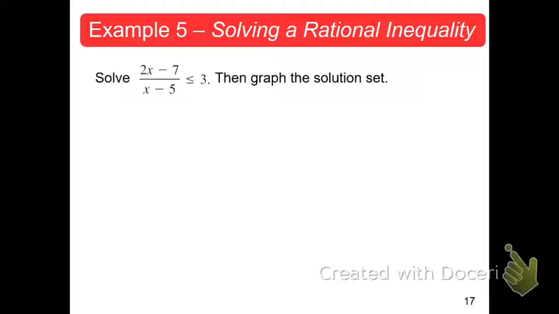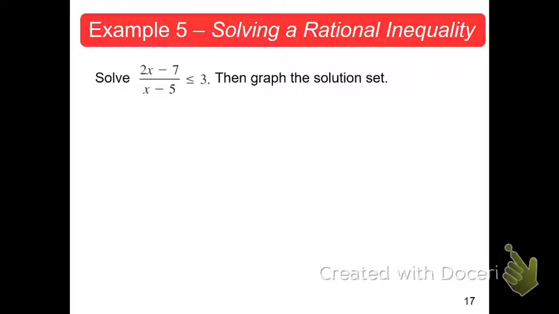Hey class, we're going to work some more on 2.7. We're going to go back over example 5 here. So remember, this time notice we have a fraction because we're dealing with the rational inequality here. And we do it the same way as we did the others, except now we're going to have to deal with the vertical asymptote as well.